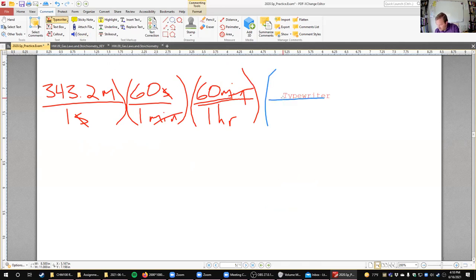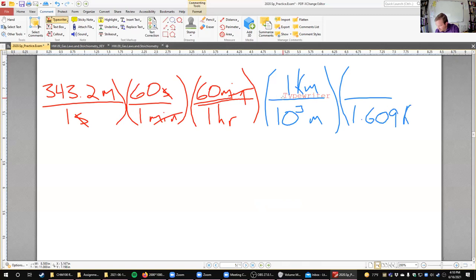So to convert meters to miles, 1,000 meters is 1 kilometer, and 1.609 kilometers is 1 mile. Or like I said, go the other way, the long way, and use only exact conversions, if you don't have that one memorized, or you can't find it on the periodic table. And when we put all of this together, meters is going to cancel meters, kilometers is going to cancel kilometers. The only units we're left with now are miles on top and hours on bottom.